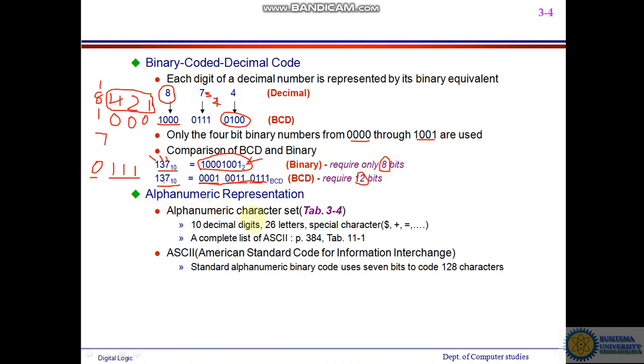So alphanumeric characters, we know these ones, 10 decimal digits, and we have 26 letters. So alphanumeric means getting the alphabet plus the numerical values. Then we have characters like an addition, equal signs, and all others. So a complete list of ASCII. This is what? American Standard Code for Information Interchange, something like that.